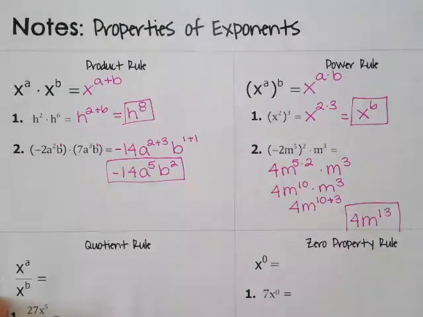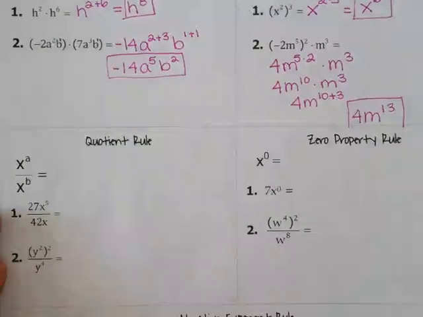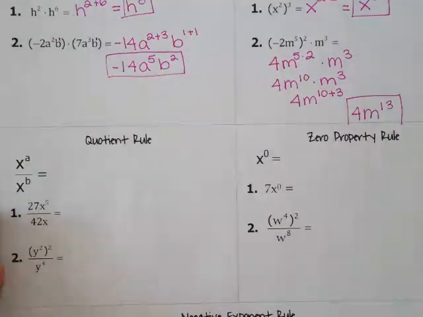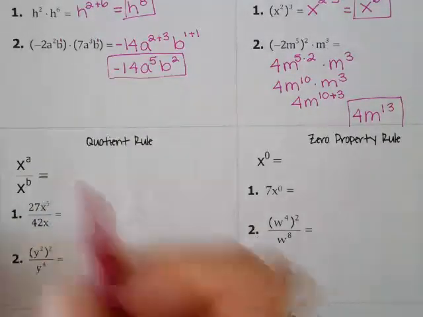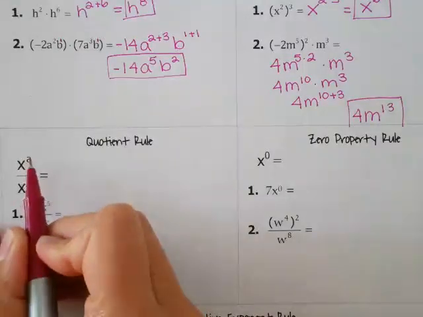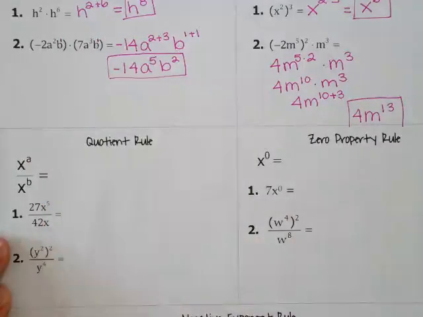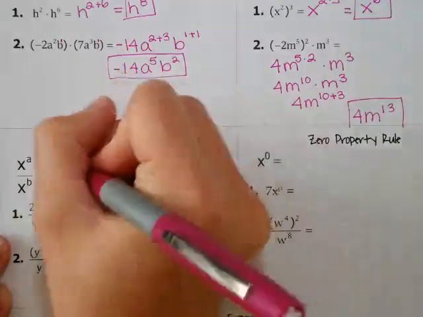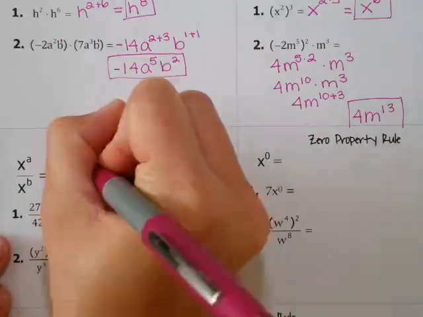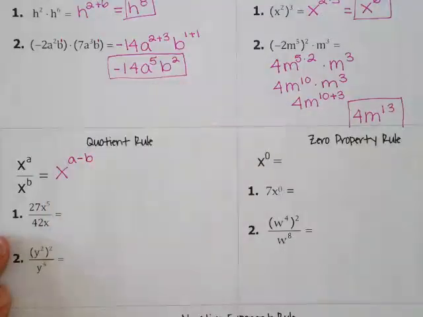Good. Okay, quotient rule. Quotient means we are going to be dividing here. When we are dividing and they have the same base like they do with their x's, we are going to subtract the exponent, the top exponent minus the bottom, always. So keep the base. Our top exponent is a, which we are going to subtract the bottom exponent of b.